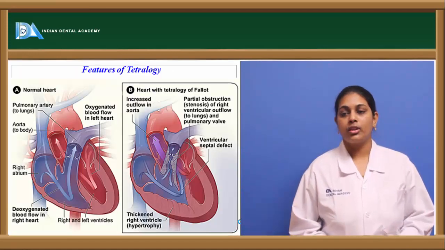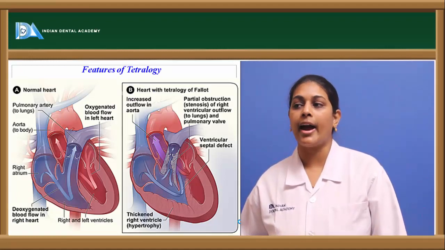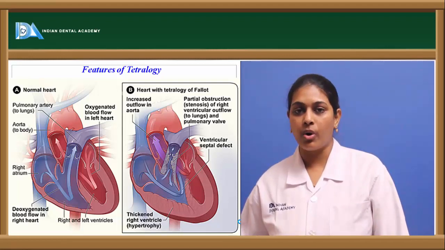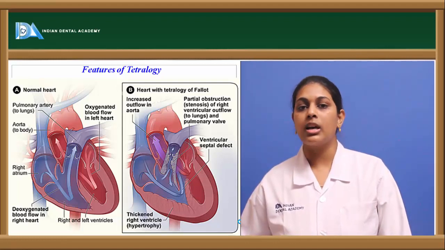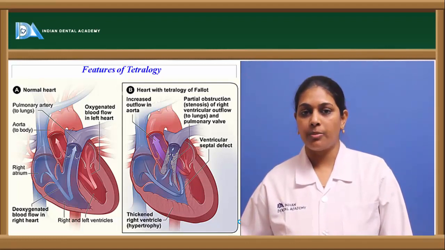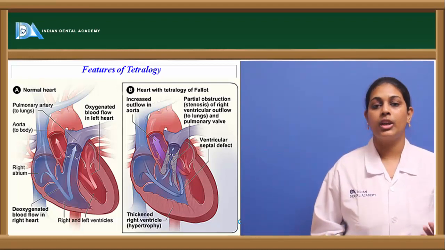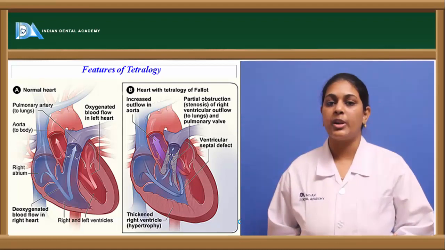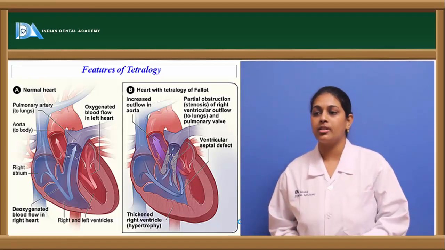There is a picture showing the features of tetralogy, the differentiating features between the normal heart and the heart with tetralogy of Fallot, where we see that there is increased outflow from the aorta in the case of tetralogy of Fallot. Other than that, we also see a partial obstruction, which means stenosis of the right ventricular outflow to the lungs and the pulmonary valve. And we also see the presence of ventricular septal defect, which is a major cause of most congenital heart disease.